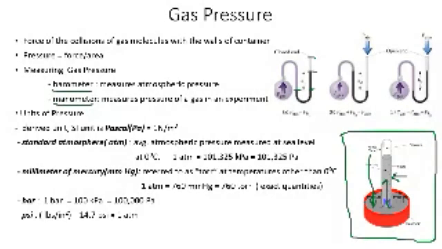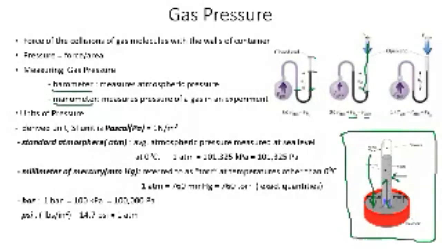Now with open-ended manometers, we have the height of the pressure of the gas and the height of the atmospheric pressure. So the two of these add together to determine the pressure. The atmospheric pressure is pushing down, and we know the change in height. We can calculate the pressure of a gas.